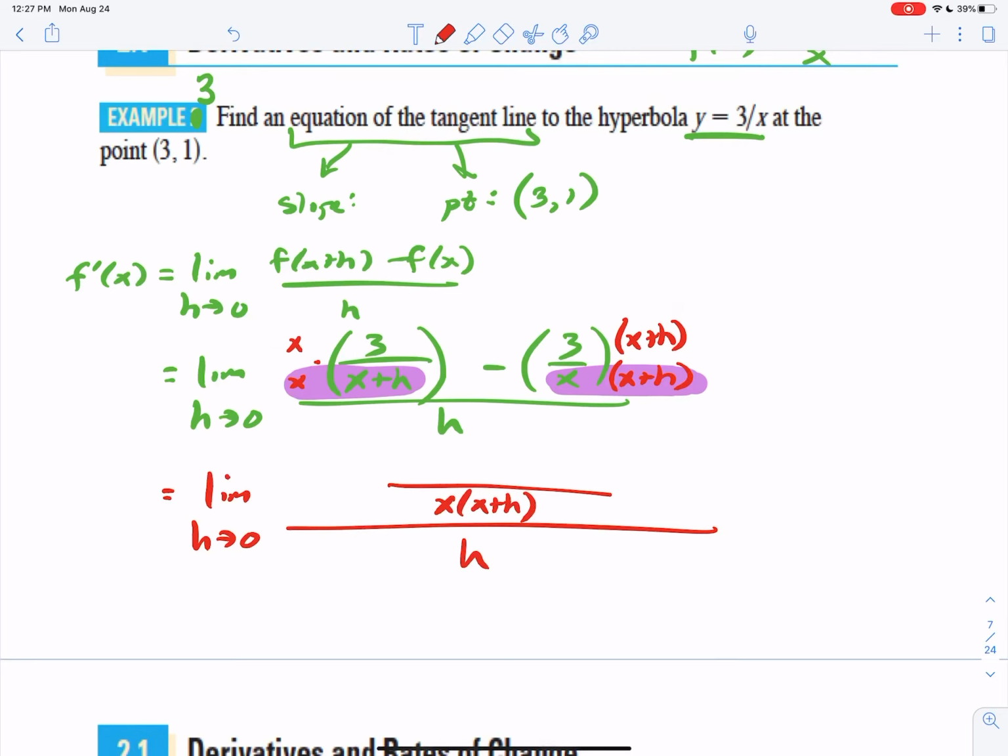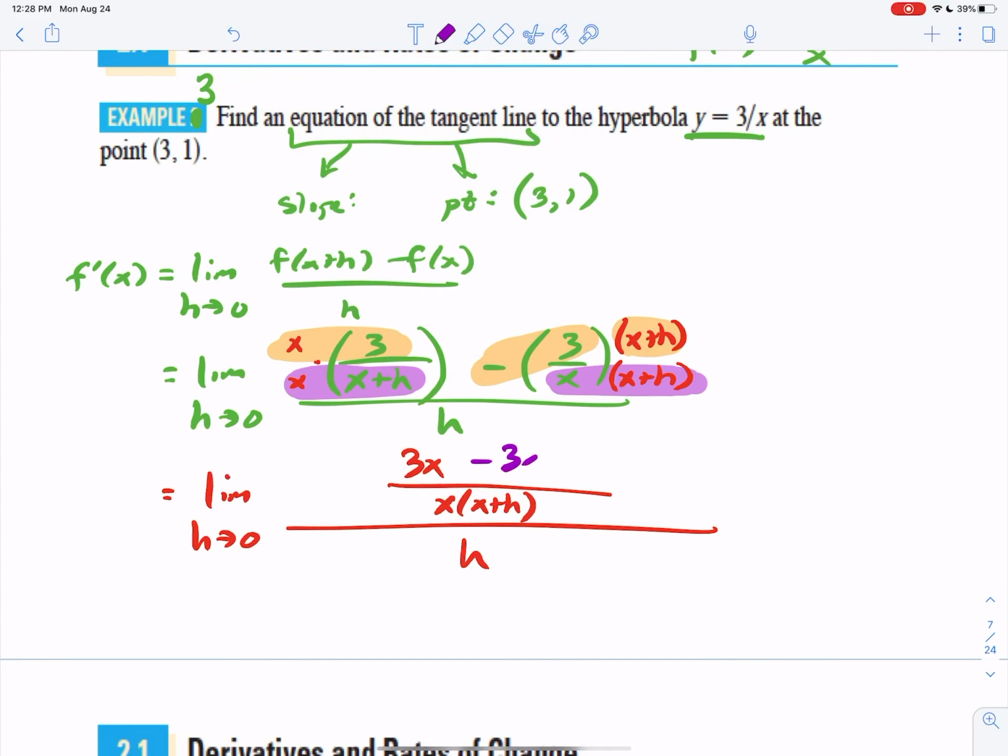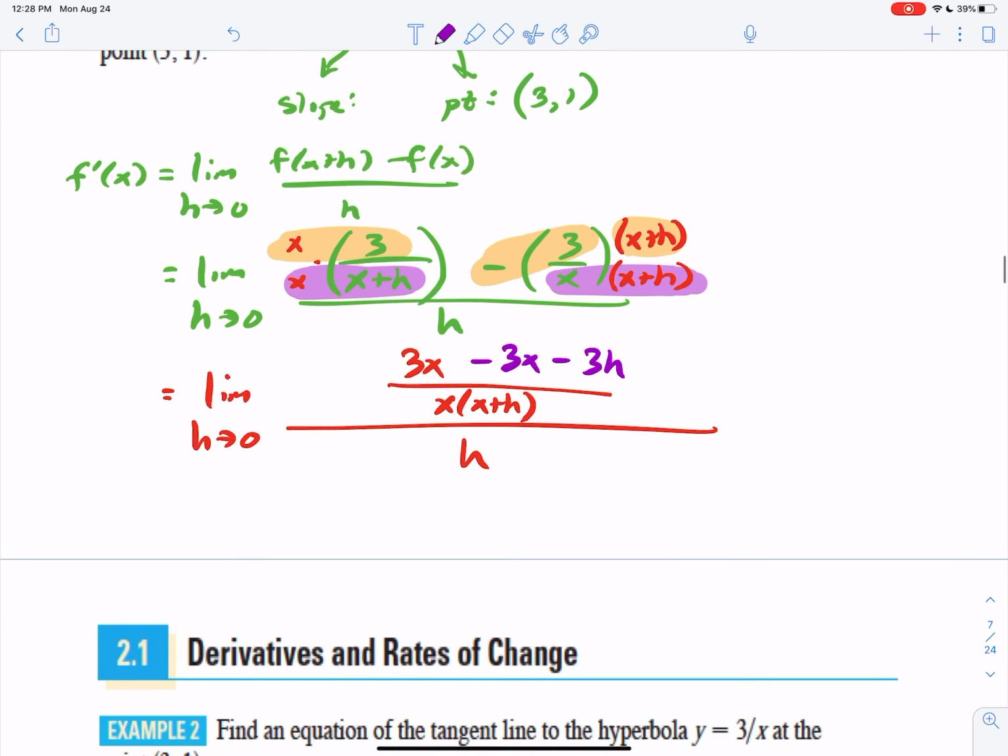Okay, now up top, x times 3 is just 3x. Now here you guys have to be careful. You have to take the negative 3 and distribute it to the x plus h. So once you do that, you should get negative 3x minus 3h. That's the only time it really gets tricky, okay?